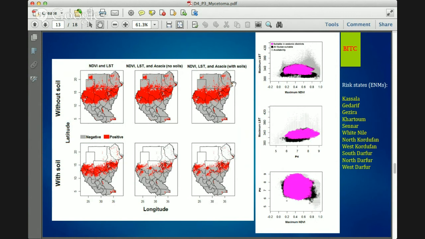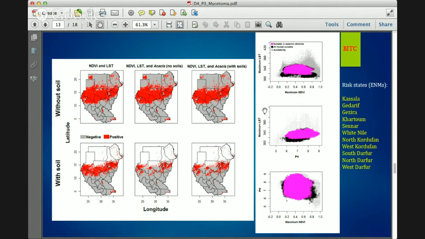And it looked like the model predicts positive in central Sudan. And there are some states with the highest risk, including Kassala, Gadaref, Gazira, Khartoum, Sinar, White Nile, North Kordofan, West Kordofan, South Darfur, North Darfur, and West Darfur.